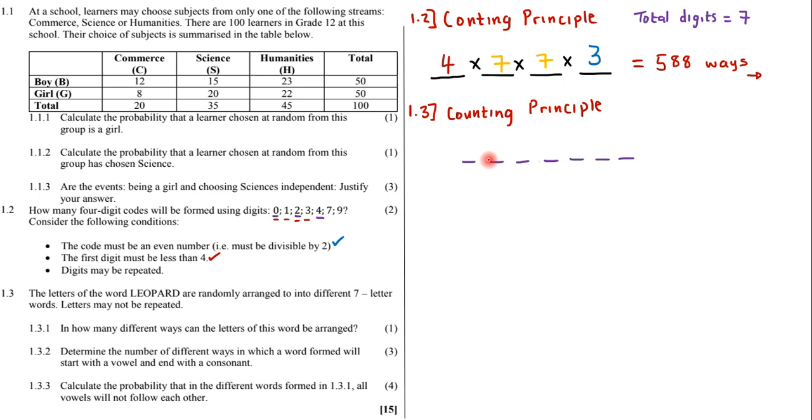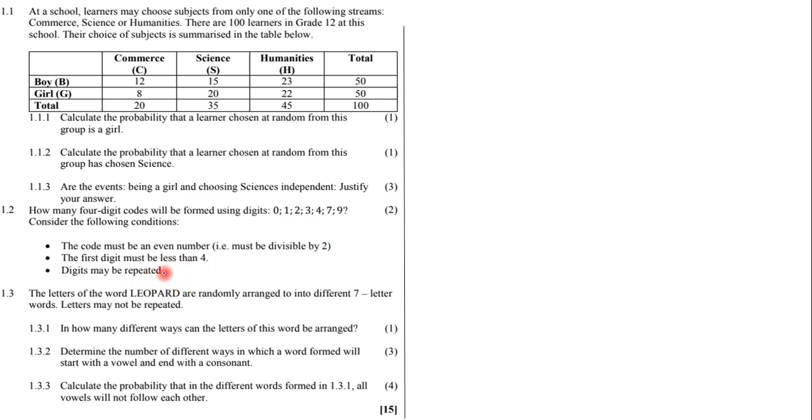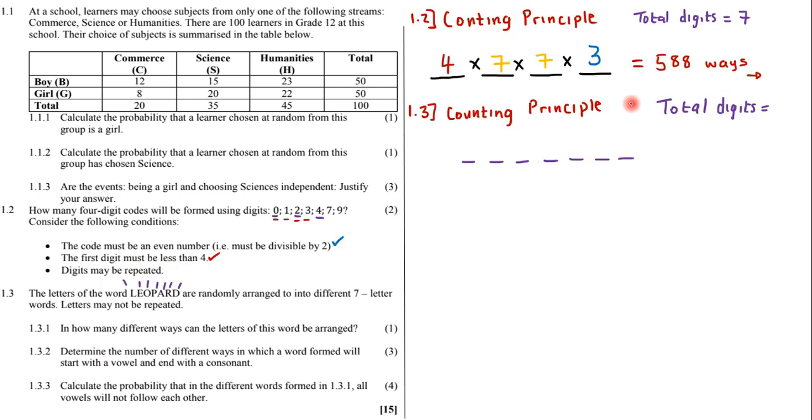All right. So it says letters may not be repeated, right? The first thing we need to do is calculate the total number of letters, to understand how many we have. So we have 1, 2, 3, 4, 5, 6, 7. That is 7 letters, so we have a total of 7 letters to put in all those spaces. All right, now let's look at the first question.